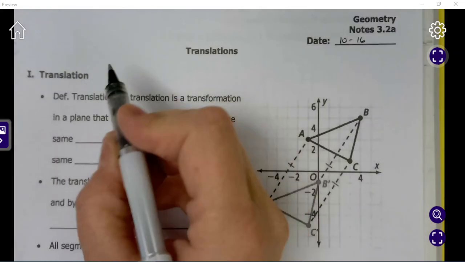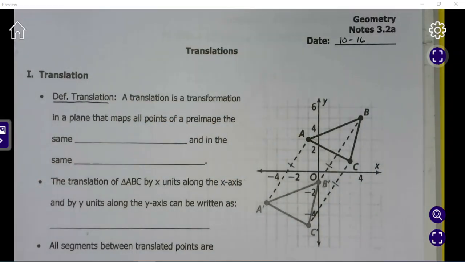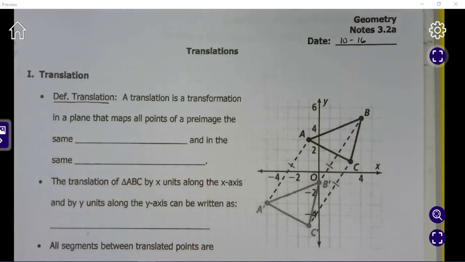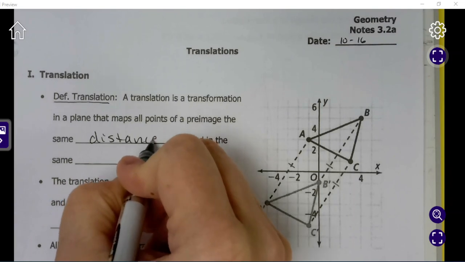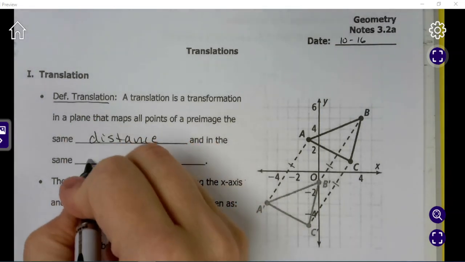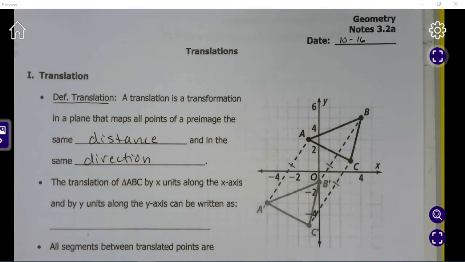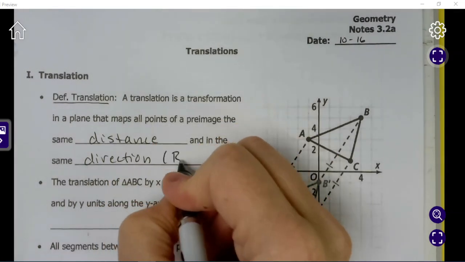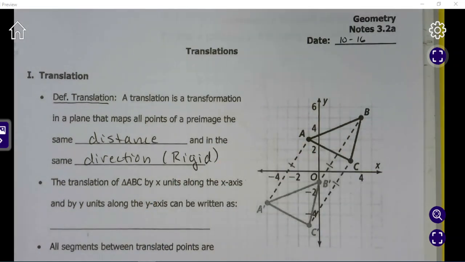So, translations. Yes, definition: a translation is a transformation in a plane, that means flat, that maps all points of a pre-image the same distance and in the same direction. So because the sides and the angles don't change, a translation is a rigid transformation because sides and angles are retained.